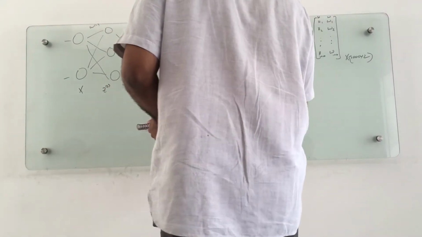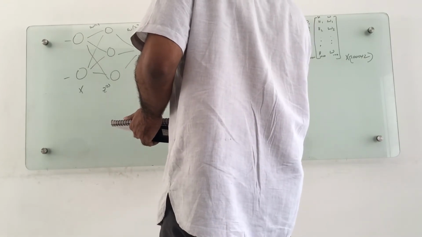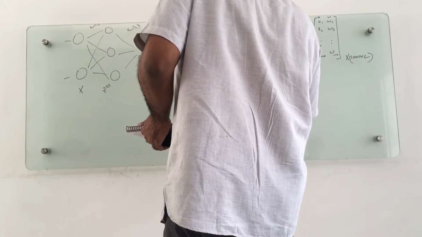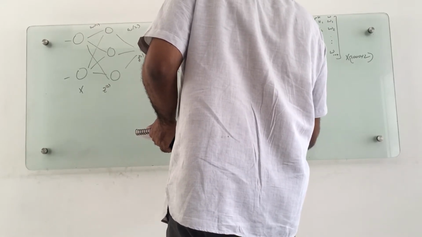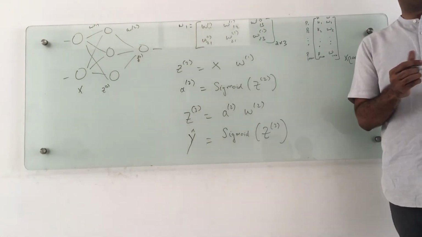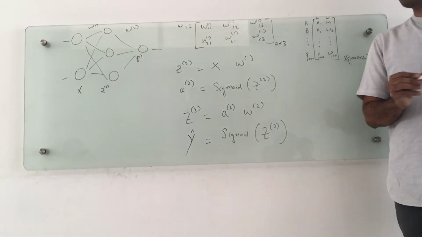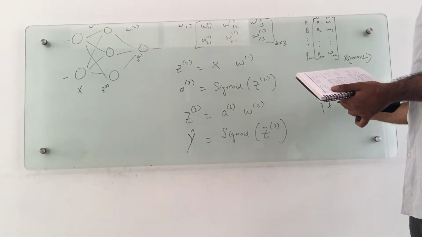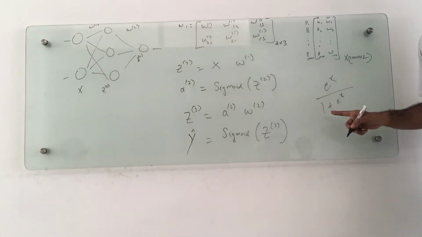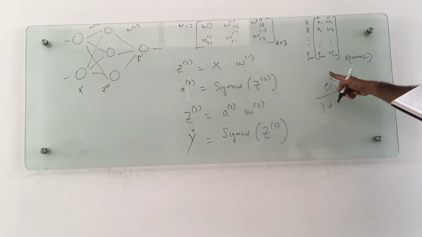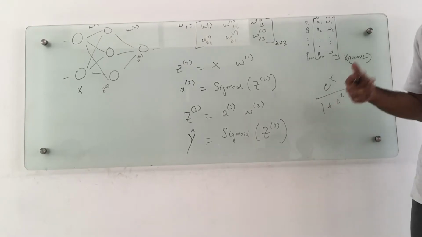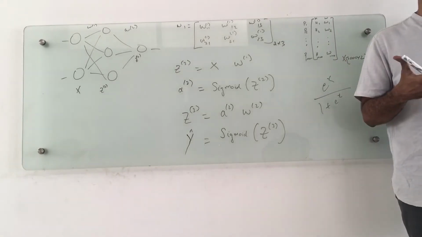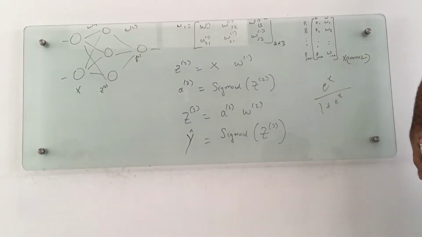is given by sigmoid of Z3. What do you mean by activation? This is e to the power of x divided by 1 plus e to the power of x. So it is just going to take its input, add it up and pass it through this, so you get a value between 0 and 1. We had a whole class on activation functions, but I'm not going into that.